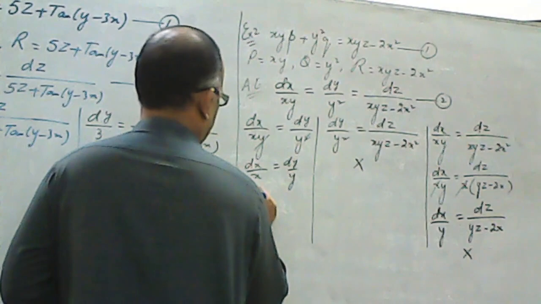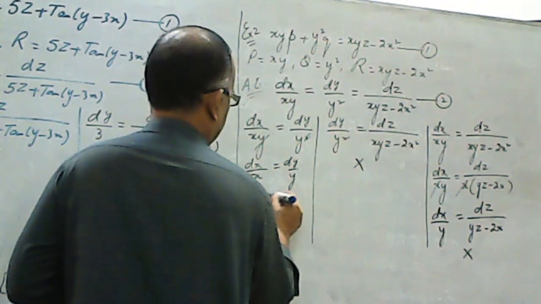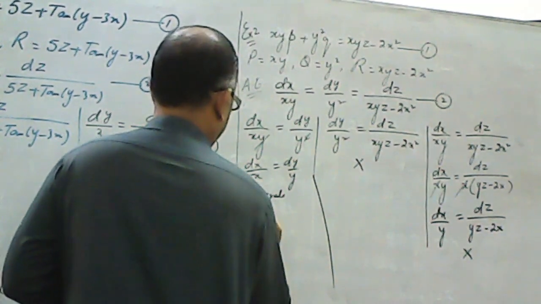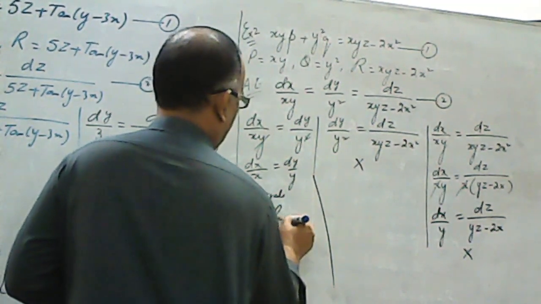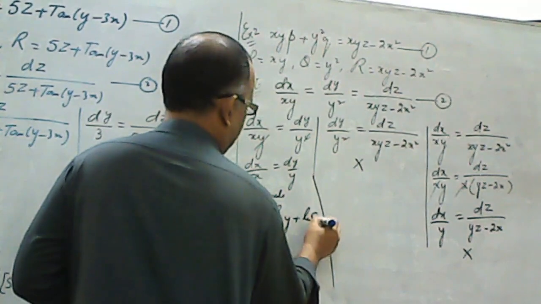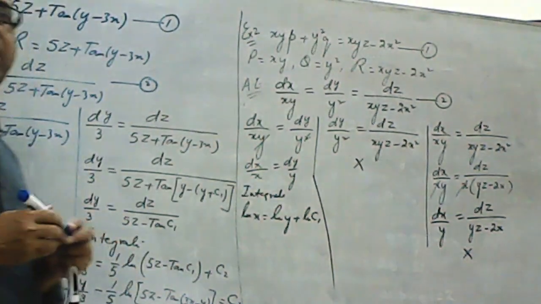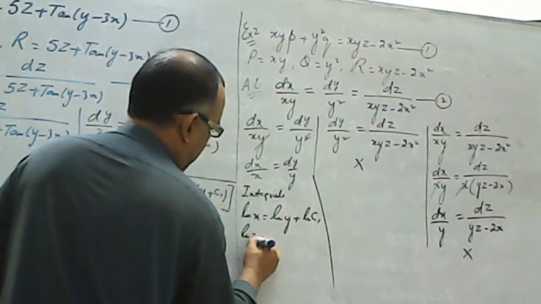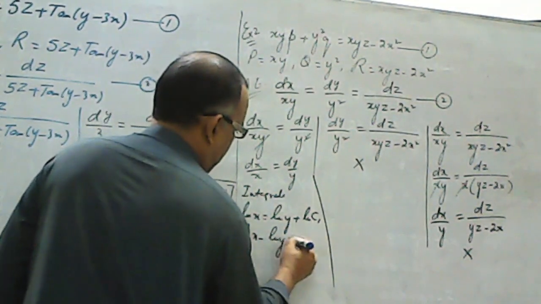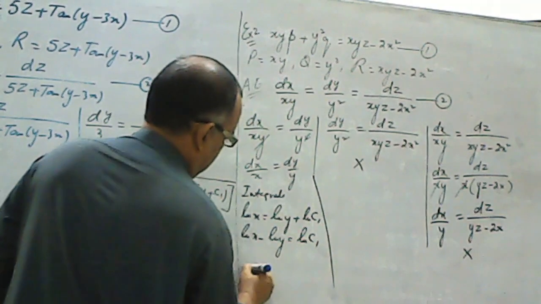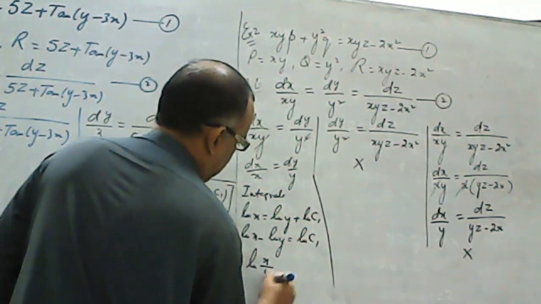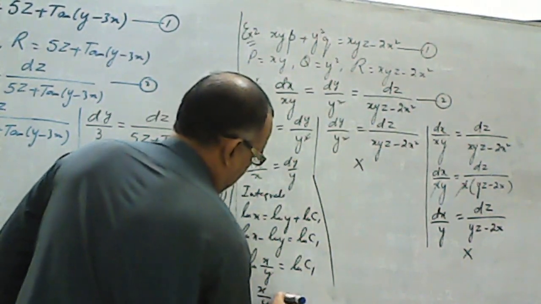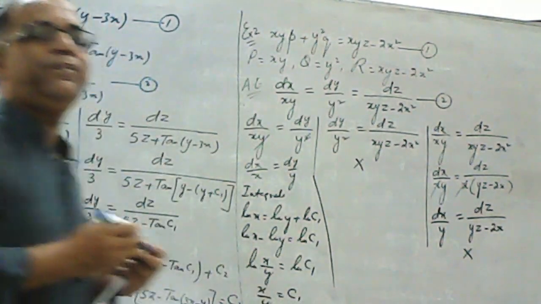So if I integrate, this will become log x equal to log y plus log of c1. As I told you previously, do write log with the constant of integration, so it makes your later calculation much easier. So I have log of x upon y is equal to log of c1. It means x upon y equal to c1.